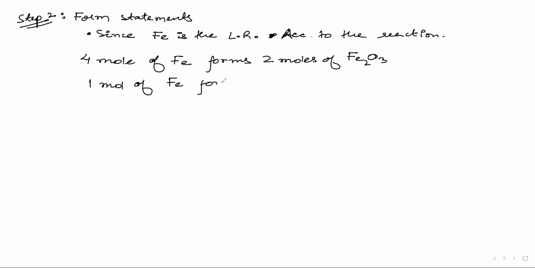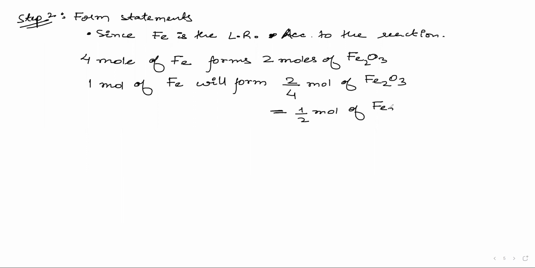Now 1 mole of Fe will form, I can say, 1 mole of Fe will form how much? 2 by 4 mole of Fe2O3. This will be equal to how much? 1 by 2 mole of Fe2O3. Any doubts still here?